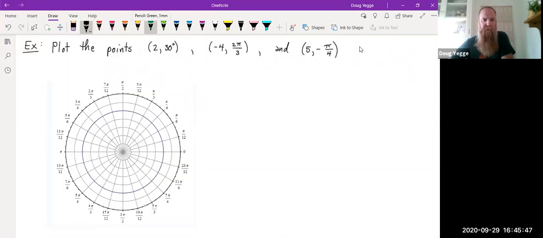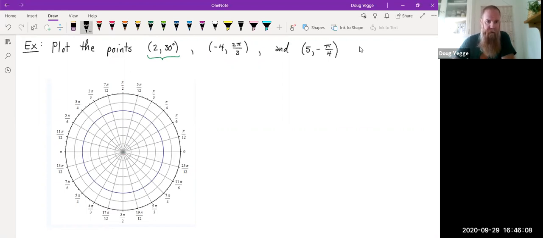So to come up with a few of these points by plotting them by hand here, let's say we wanted to plot the point 2, 30 degrees. So even though we read this with r first and theta second, it's important that we first of all change or rotate first and then walk out.